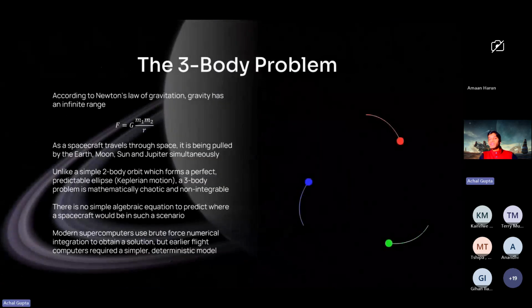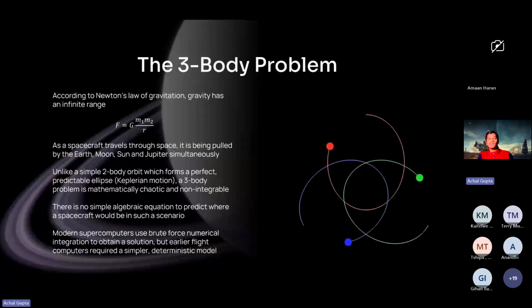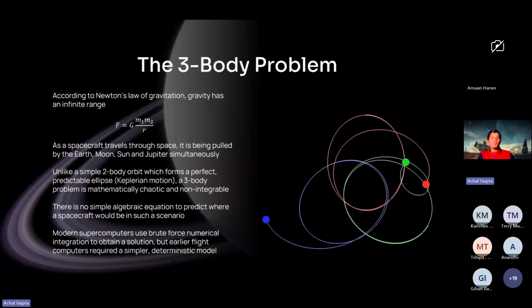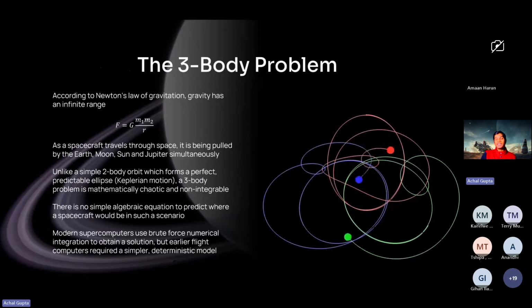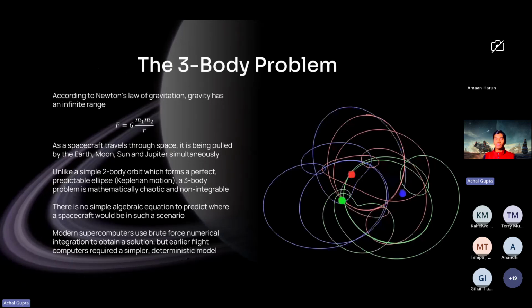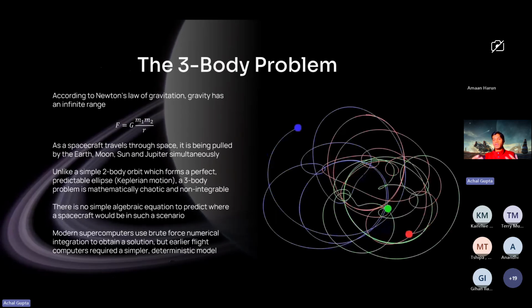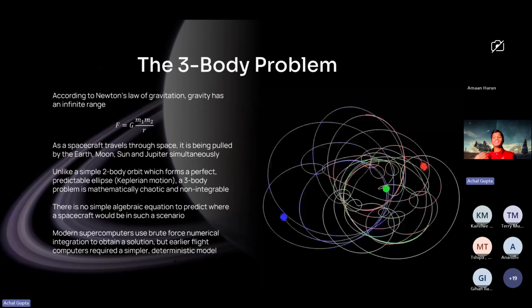Now we reach a problem in orbital physics, and this is the 3-body problem. I'm sure many of you are familiar with it, but essentially the 3-body problem is mathematically chaotic. You can't predict where a craft will go very accurately using algebra for 3 specific bodies, where the 3 bodies would be the Earth, the Moon, and the spacecraft itself. You can do it very easily for 2 bodies, say the Earth and spacecraft, or the spacecraft and the Moon, but you can't do it for 3 bodies.